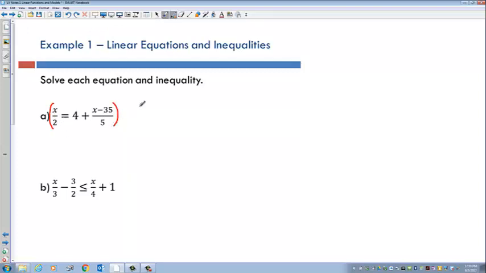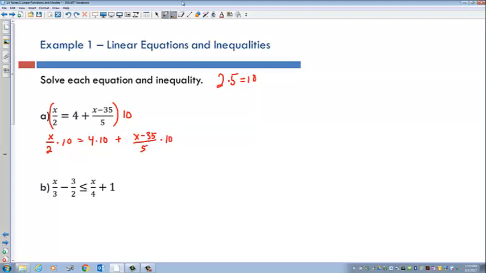So we have to multiply by a number that involves a 2 and a 5. Of course, that's the number 10. So we'll multiply everything by the number 10. Over here, we'll have x over 2 times 10, and I'll do this in 2 steps, though I usually skip this step. Then equal to 4 times 10, and then plus we have (x minus 35) over 5, all times 10.